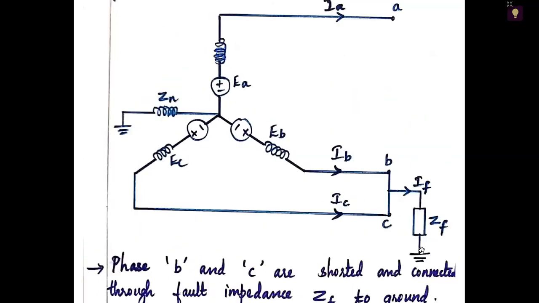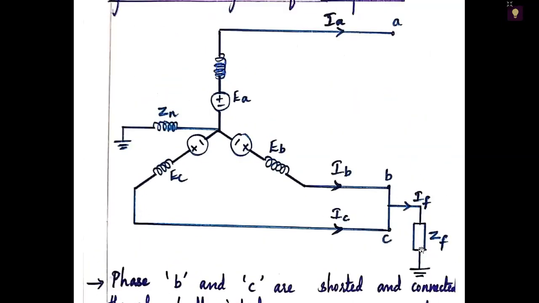Now we define the terminal conditions for this fault. It's an unloaded generator, so the terminal A is not connected. There is no closed path for IA to flow. So we write IA is equal to 0.